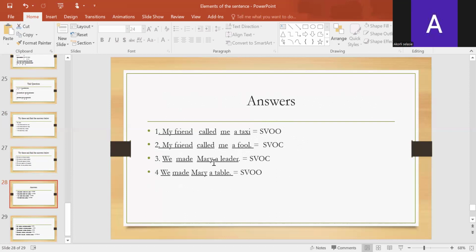We made Mary a leader. It's SVOC. We made Mary a table. In other words, we made a table for Mary. It should be SVO. Take note of this. They are similar, but they are not the same.